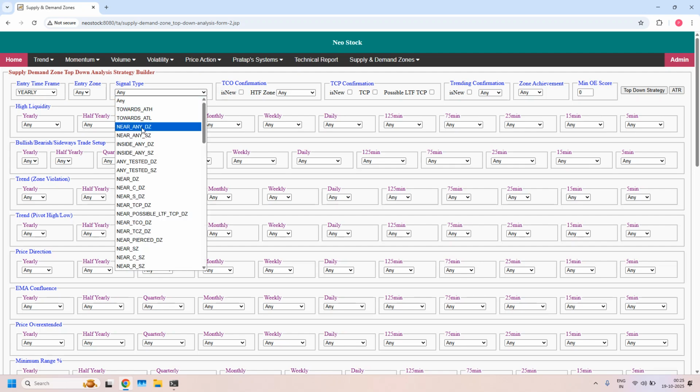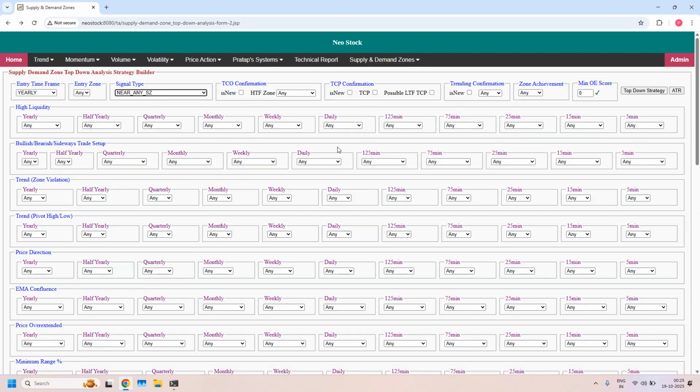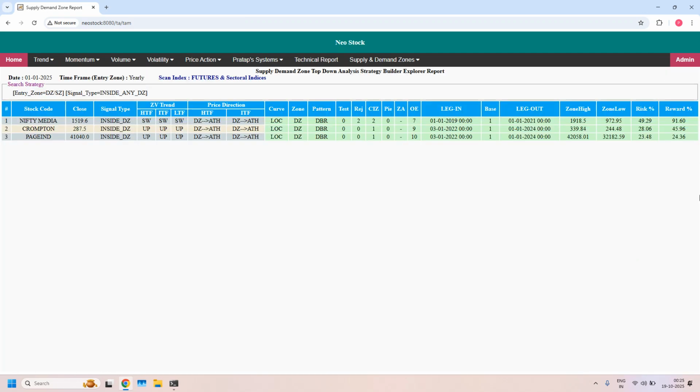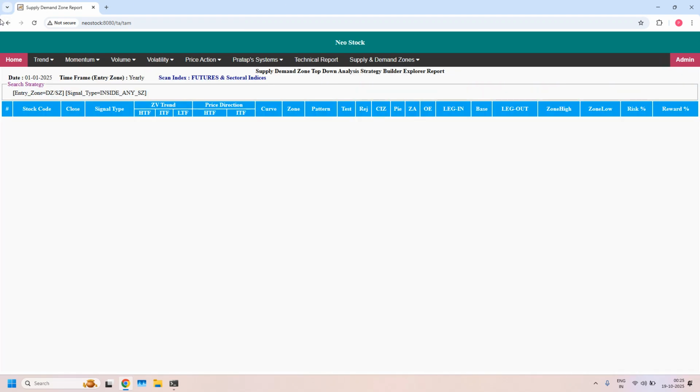Stocks near yearly demand zone, no stocks. Stocks near yearly supply zone, also no stocks. Price closed inside the yearly demand zone, we got 3 stocks. Next, price closed inside the yearly supply zone, no stocks.